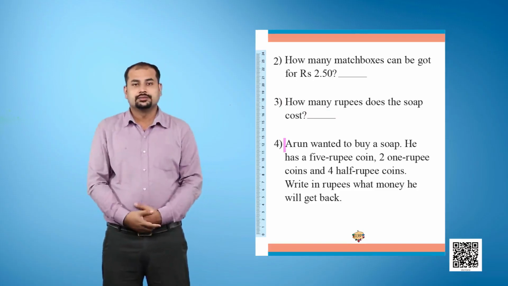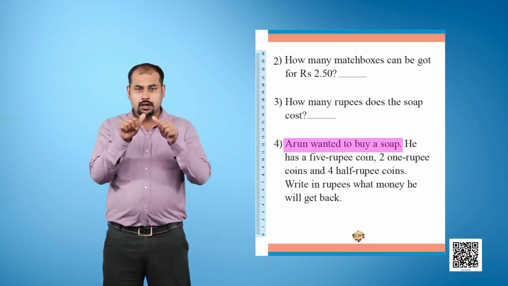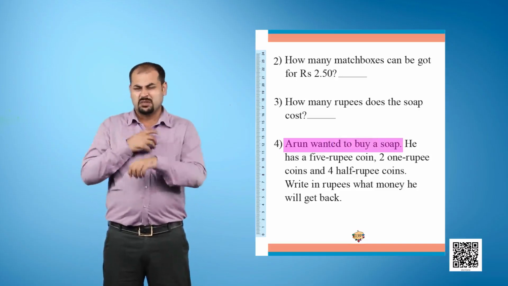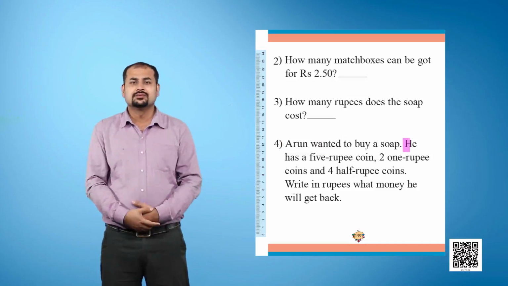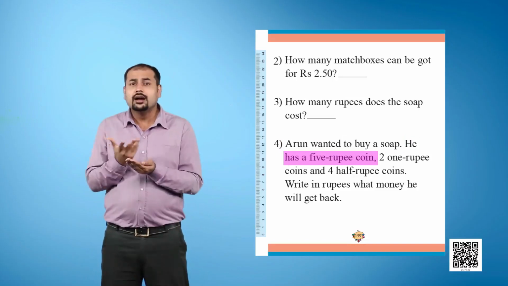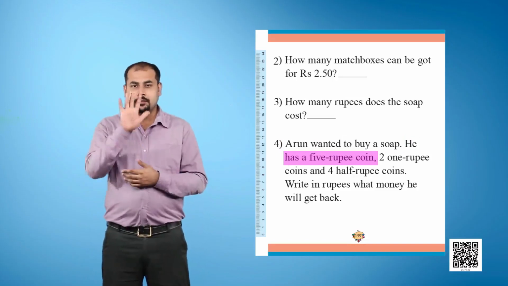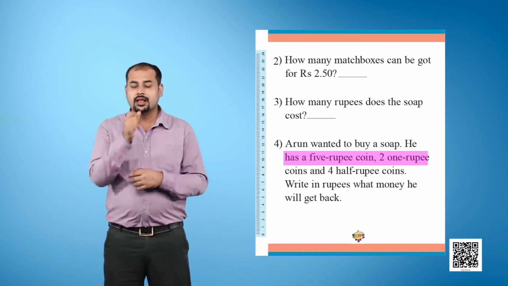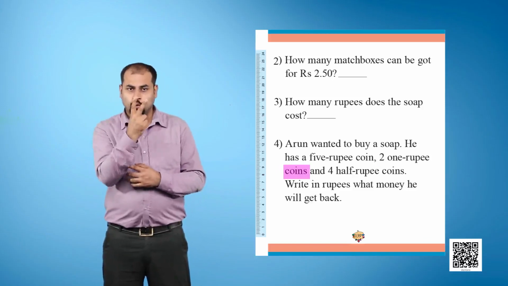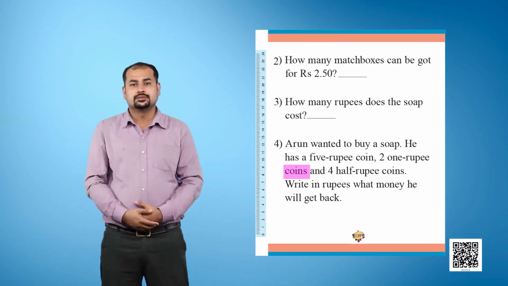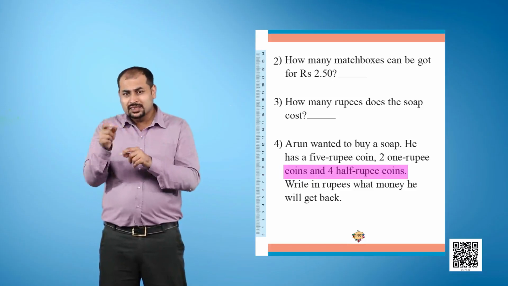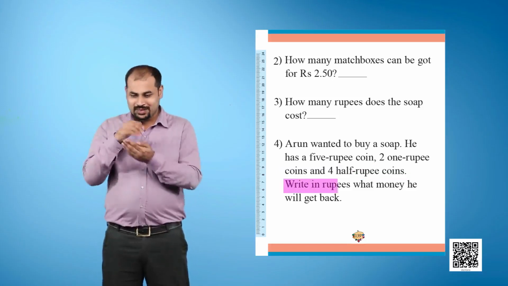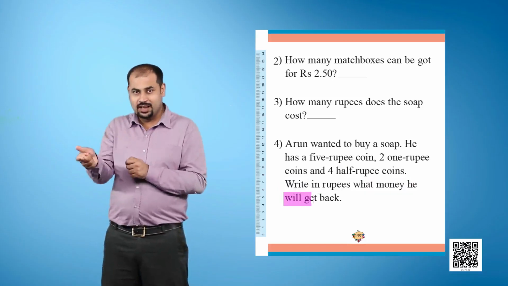4. Arun wanted to buy a soap. He has a 5 rupee coin, 2 1 rupee coins, and 4 half rupee coins. Write in rupees what money he will get back.